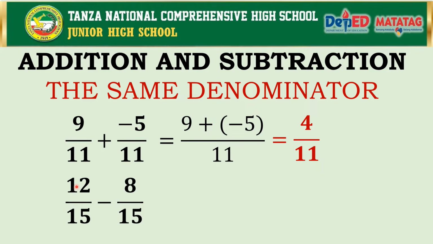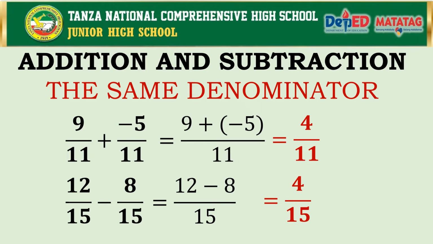Next, we have 12 over 15 minus 8 over 15. So you have the same denominator, so you copy, subtract your numerator. 12 minus 8 will give you 4. So your answer here is simply 4 over 15.